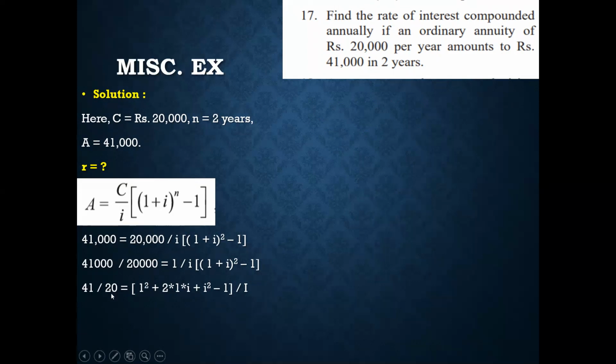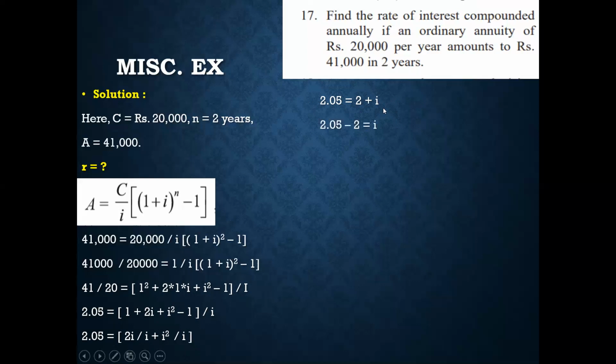On cancelling, I get 41 by 20 over here and divided by small i. By mistake, it has become capital. So 41 divided by 20 gives you 2.05. 1 square gives you 1 plus 2i plus i square minus 1 divided by i. So plus 1 and minus 1 will get cancelled. So you're left with 2.05 and I will divide this i individually with both of them. So this will be 2i upon i plus i square upon i. i will get cancelled and you'll be left with 2.05 is equal to 2 plus i.